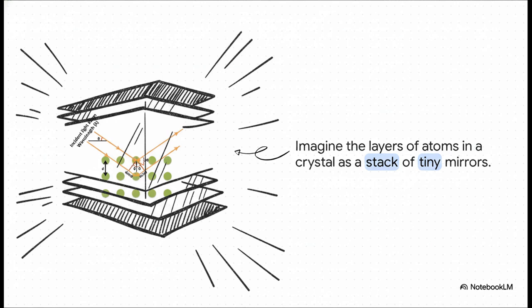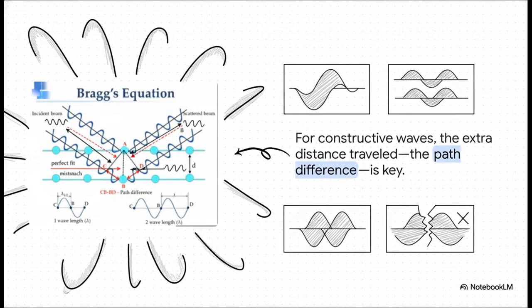Well, here's a great way to picture it. Think of a crystal structure as a perfectly ordered stack of really tiny, semi-transparent mirrors, where each mirror is a whole layer of atoms. Okay, so when X-rays hit this stack of mirrors, some will bounce off the top layer, but some will travel a little deeper and bounce off the second layer or the third.